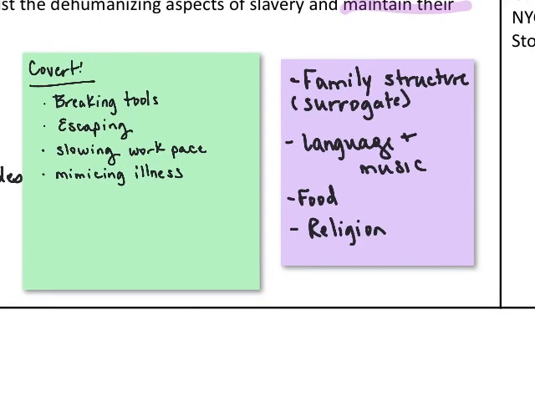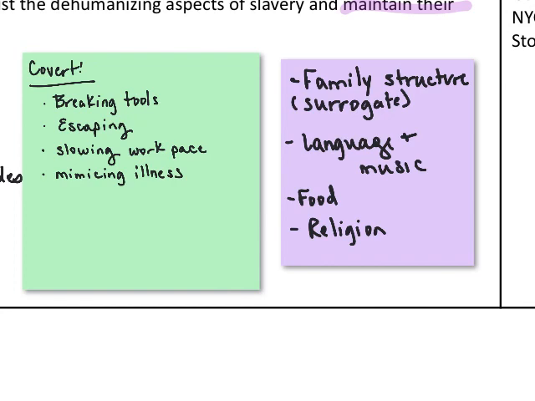Covertly, you would see breaking of tools, escaping, slowing work pace, mimicking illness, and of course, as I mentioned in an earlier video, they maintained family structure. They provided surrogate family structures when families were torn apart.